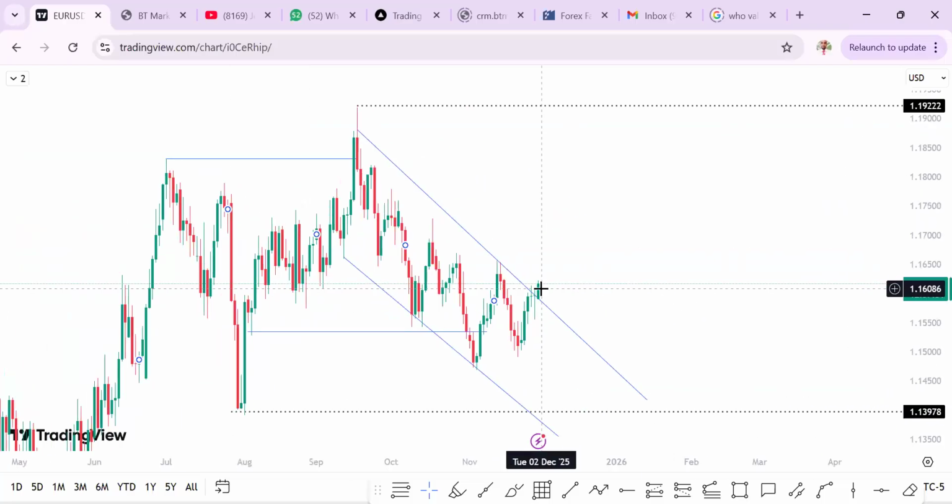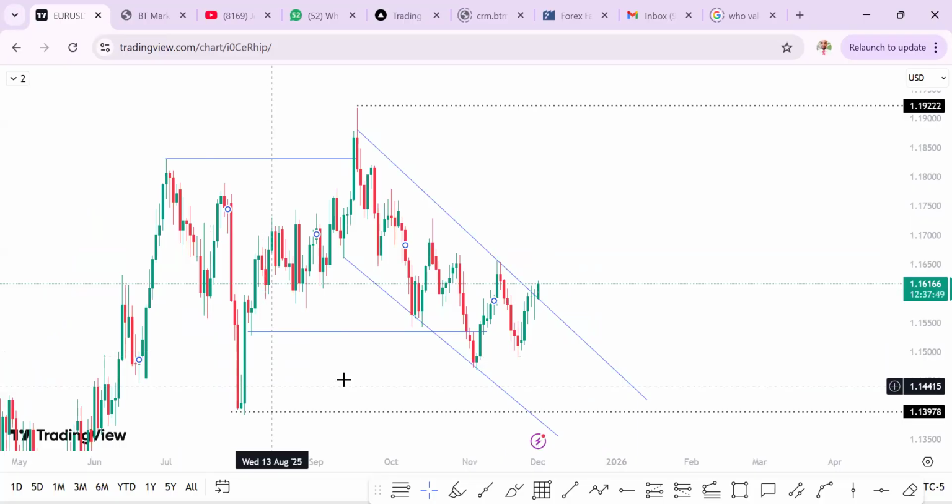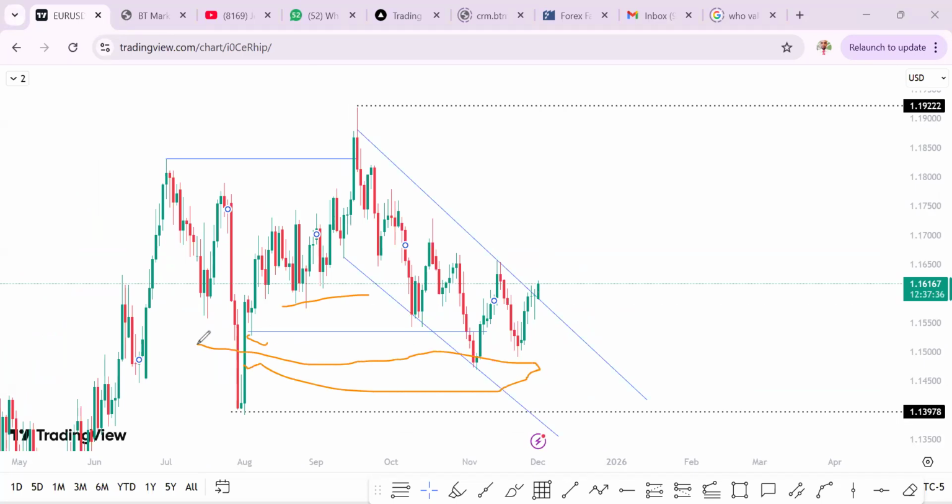So price, a lot of liquidity. Price has taken all the liquidities on the road. All the liquidities on the road have been what? Fully honored. All this low. This is the last low. Then we have price tap into this fair value gap here.